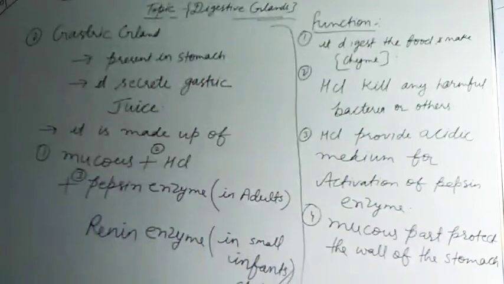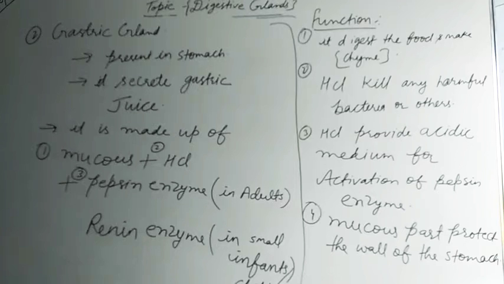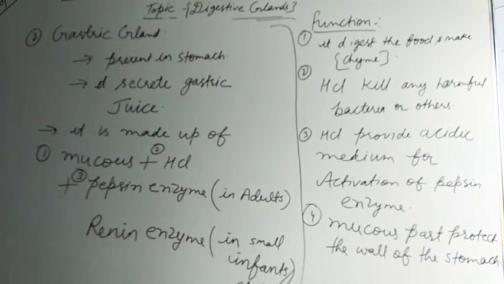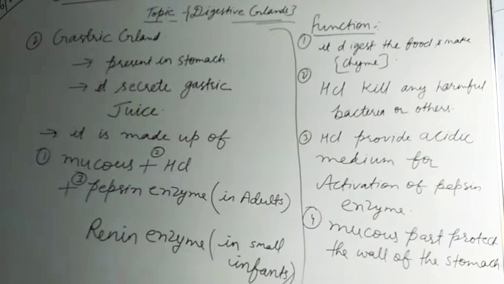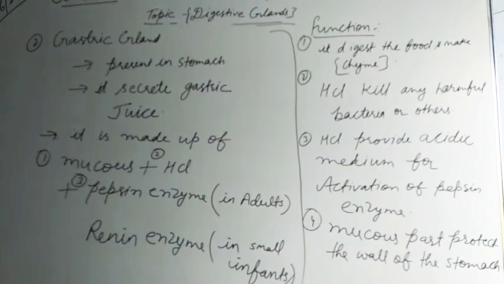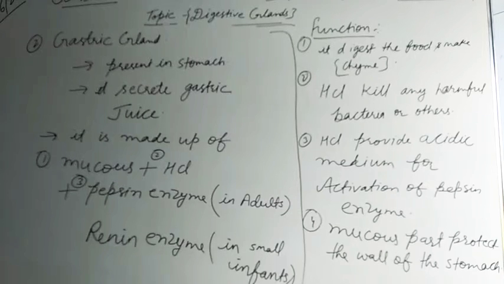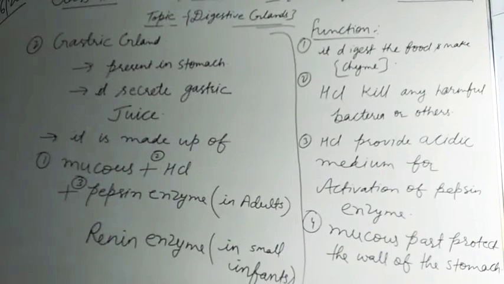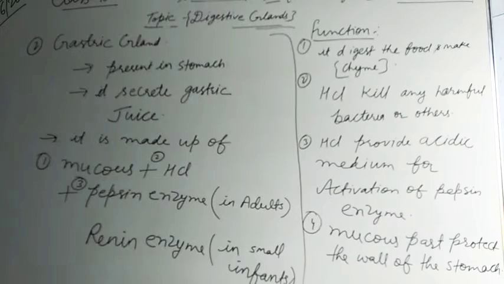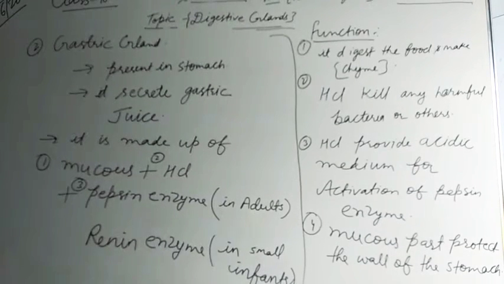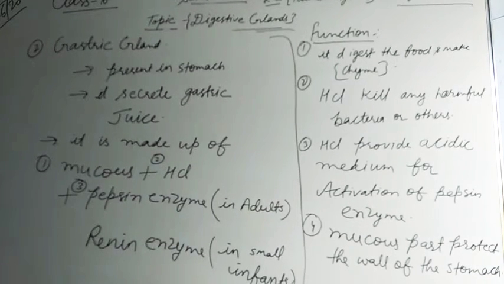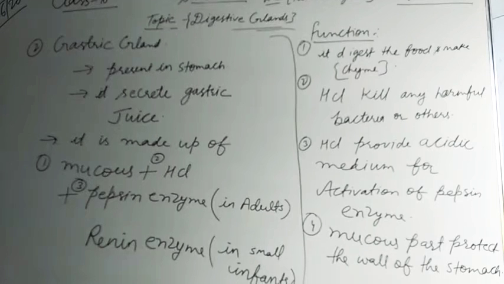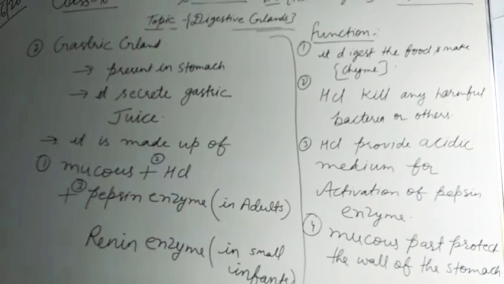So these are the functions which are performed by gastric juice released with the help of the gastric gland. Number one, it digests the food and makes chyme. Second, HCl kills any harmful bacteria or others. Third, HCl provides acidic medium for activation of pepsin enzyme. The fourth part helps to protect the wall of the stomach.